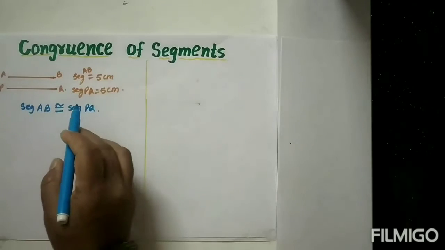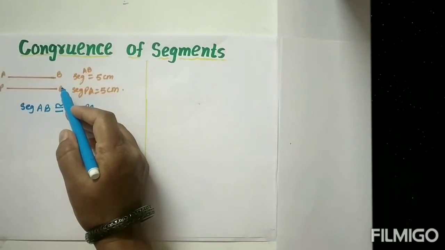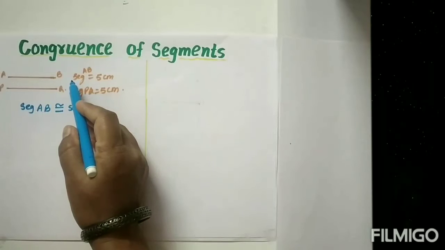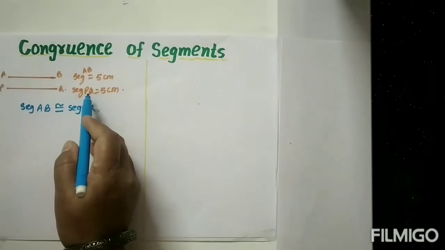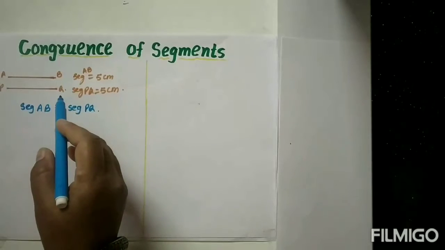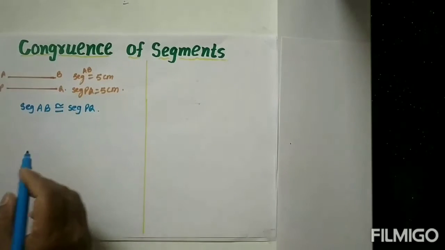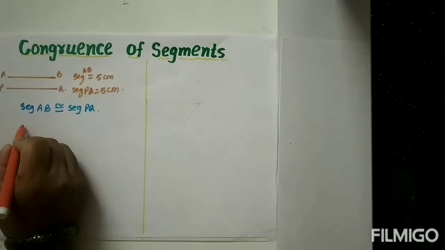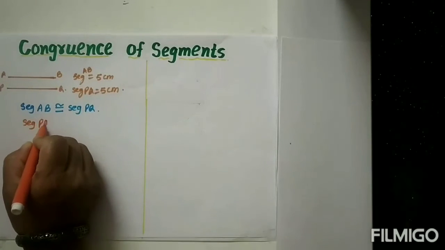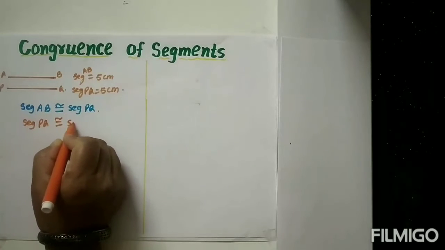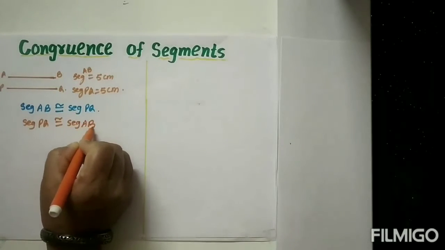Okay. If given line segments are equal in length, means their length is equal, they are congruent. Here segment AB congruent to segment PQ, or we can say segment PQ congruent to segment AB.